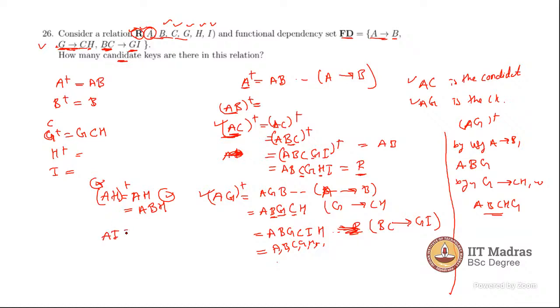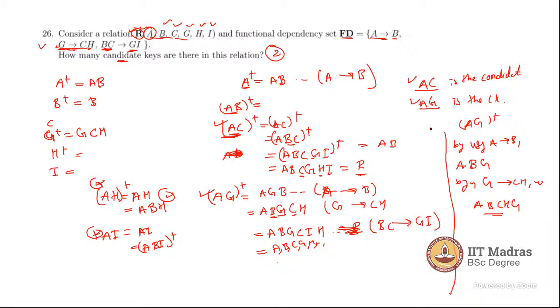Similarly, AI: from A determine B, I can write A, B, I. If you take the closure of ABI, can we determine further? No. So this is also not a candidate key. So we have two candidate keys here, that is AC and AG. So the answer is 2.